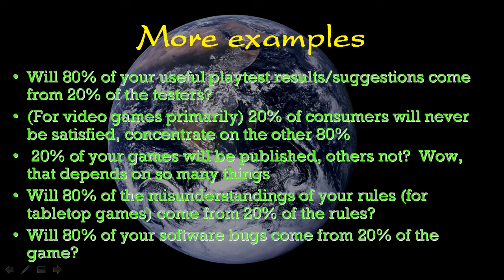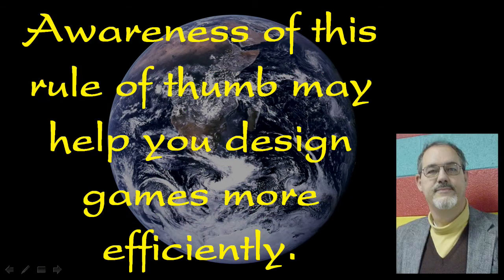Will 80% of the misunderstandings of your rules for tabletop games, where you have rules, come from 20% of the rules? If so, can you find a way to get rid of some of those rules? Will 80% of your software bugs for video games come from 20% of the game? Is there a way that you can eliminate some of that 20%? So in general, you can see awareness of this rule of thumb may help you design games more efficiently.